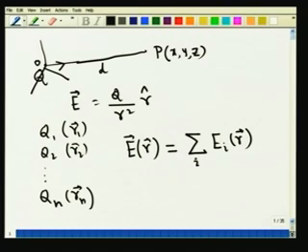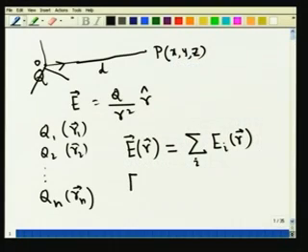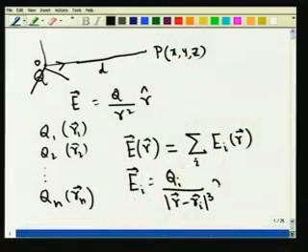The fields produced by the individual charges add up to find the total field produced by the collection of the charges q1, q2 to qn. And what is Ei given by? Ei is simply given by qi divided by mod r minus ri whole cubed multiplied by r minus ri. This is indeed the statement of the Coulomb law together with the superposition principle.